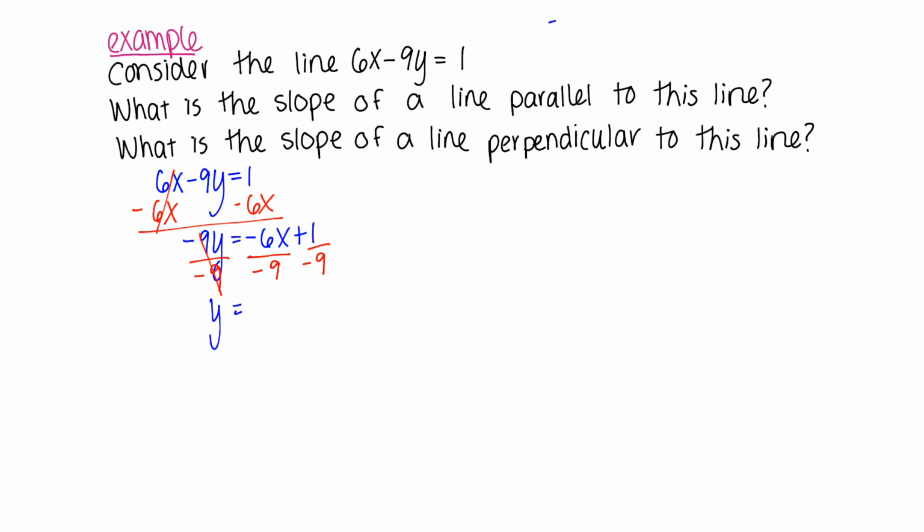Now, -6 over -9 can be reduced. First of all, two negatives make a positive, so it's 6/9, and then both the top and the bottom are divisible by 3, so it reduces to 2/3. You could do that in your calculator too. If you put -6 over -9 into your calculator, it will reduce for you. So -6 over -9 is 2/3 x, and then minus 1/9 is the y-intercept of this line. So its slope is 2/3, which means the parallel line will have a slope of 2/3.